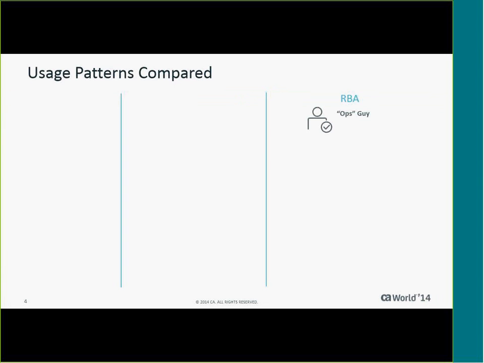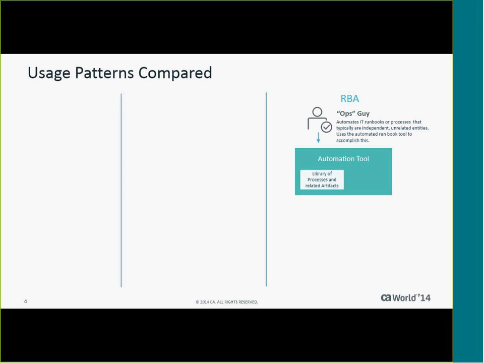So to talk about in a picture, just to reinforce that concept before we move on. In runbook automation, you'll have what I call an ops guy here, or a sysadmin, who automates IT runbooks or processes. Typically, these are independent, unrelated entities, and he uses the automated runbook tool to accomplish this. So that big teal-colored box there, the automation tool, is PAM today.